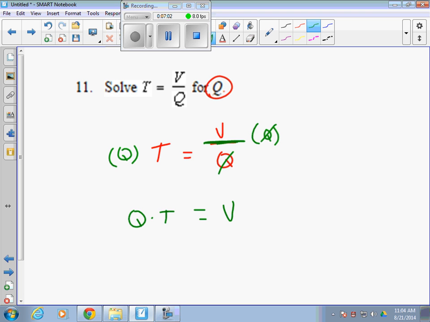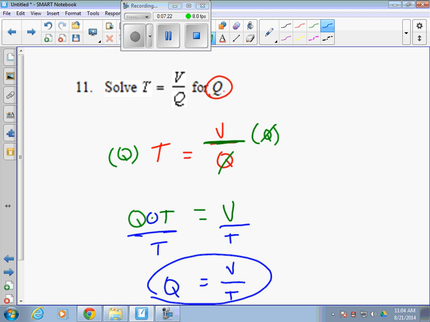Then if you're trying to solve for Q to get it by itself, now it says Q times T. You know to cancel out times by dividing. You want to keep Q over here, so to cancel out T, we're going to divide by it. If you divide the left side again, it'll cancel. You got to do the same to the right, and it'll be listed as Q equals V divided by T.